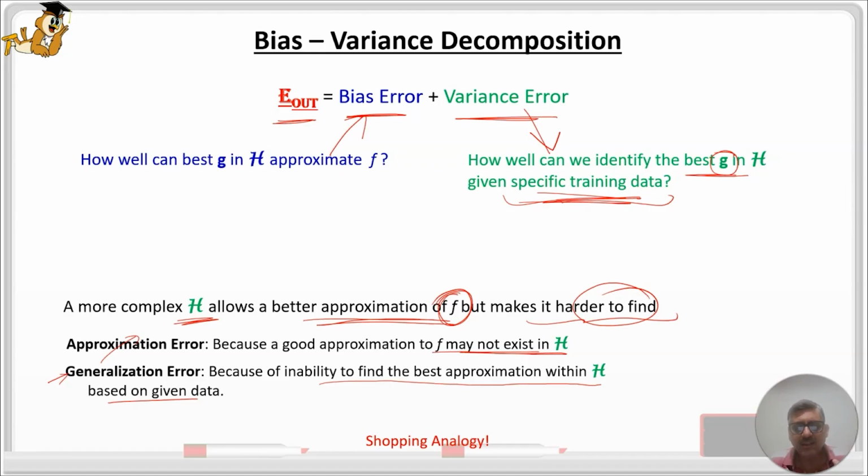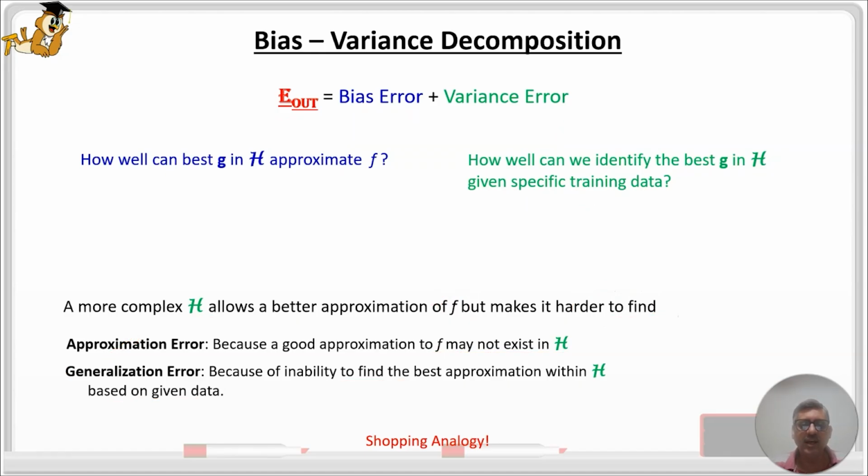Now, why a similar thing happens in learning is what we are going to discuss in this lecture. But broadly speaking, bias error and variance error relate to these two different ideas, and your Eout, your out of sample error, is a combination of this bias error and variance error, right? I'll repeat because this is important.